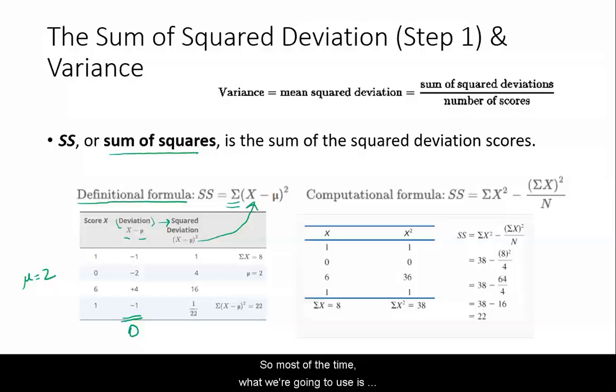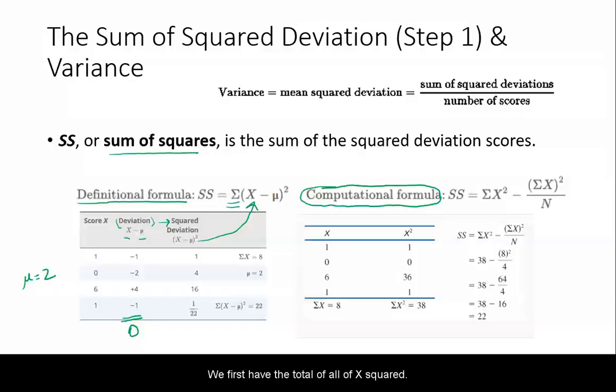So most of the time what we're going to use is the computational formula. It's just a simpler way to do the math. Here's how this reads. We first have the total of all of x squared. Now remember, this is an instruction, not a mathematical fact. It tells you what to do. It says add up x squared. So in order to do that, you first have to square your x, then add them up.